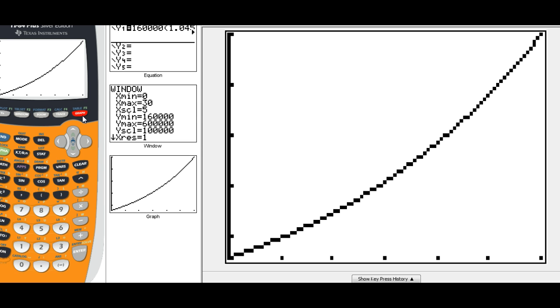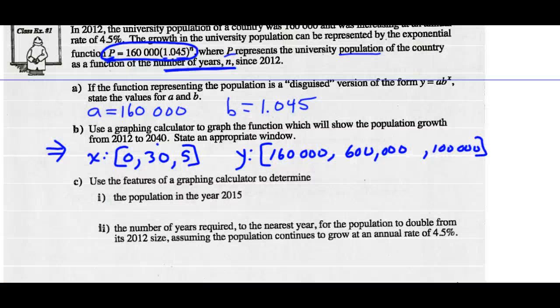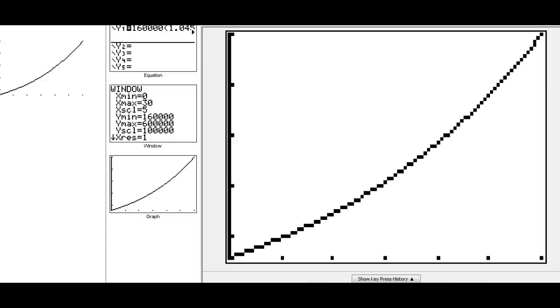If you look at your book, it says use the features of a graphing calculator to determine part C number 1, the population in the year 2015. Well, in this equation, P is equal to 160,000 times 1.045 exponent n. So in the year 2015, that means n is from 2012 to 2015, 3 years. So on our graphing calculator, n is represented by the variable x.